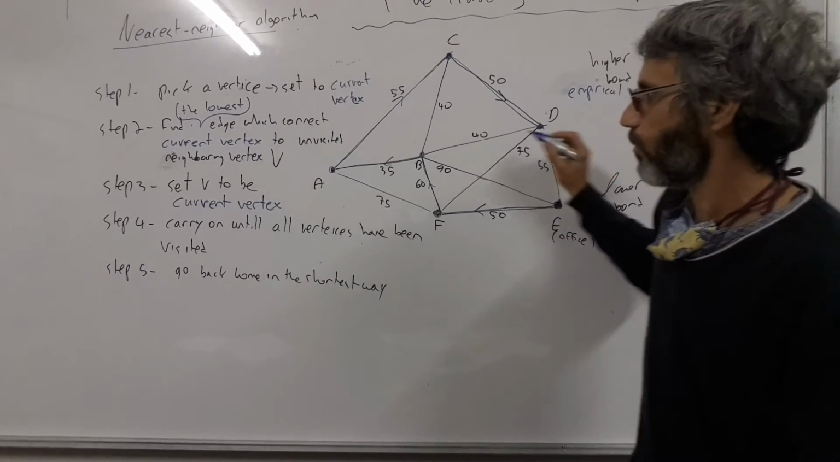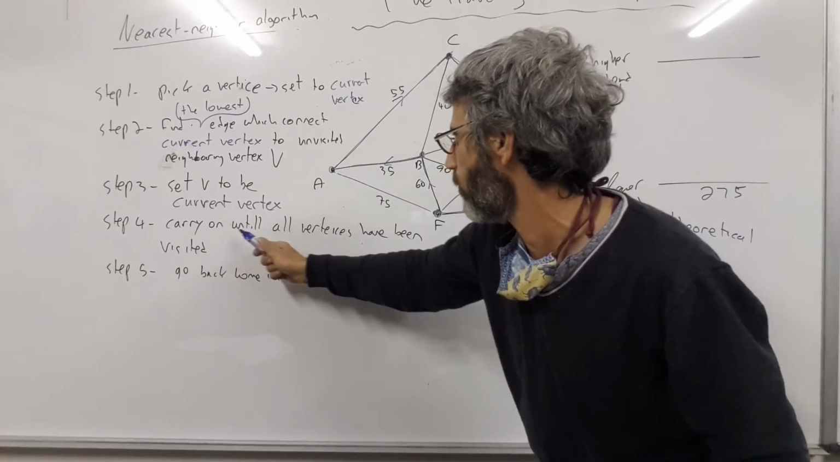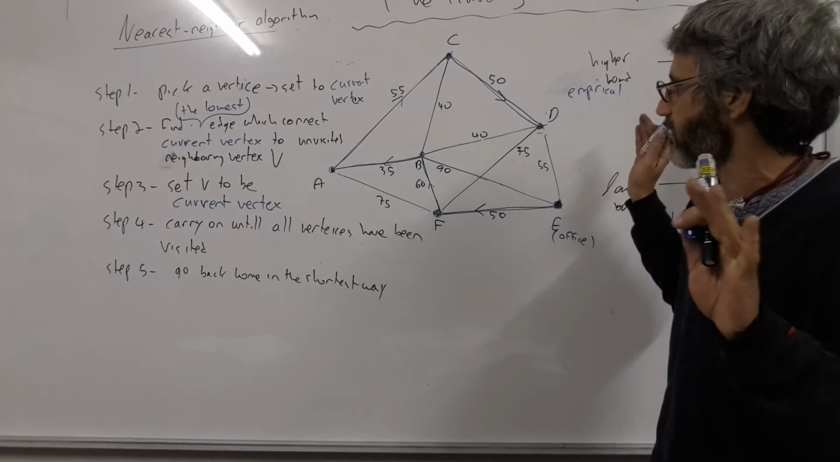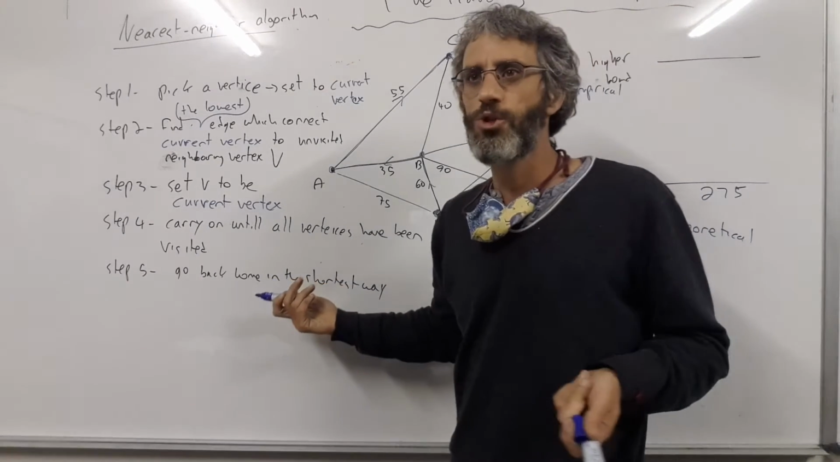Right, so we went to step 4. Carry on until all vertices have been visited. Okay, they've all been visited. What do I do now? What should I do now?